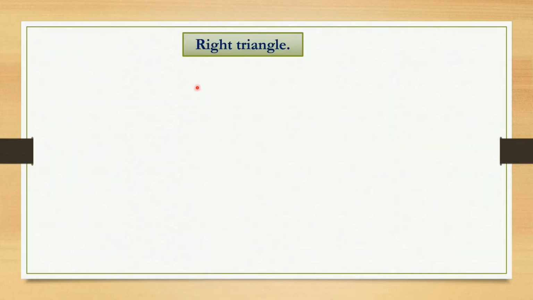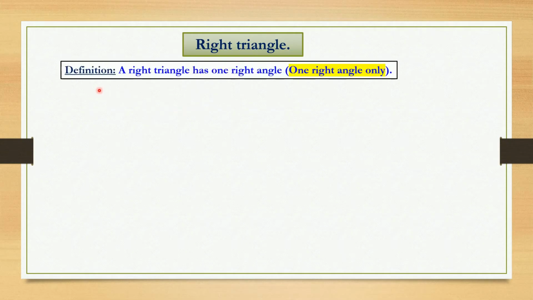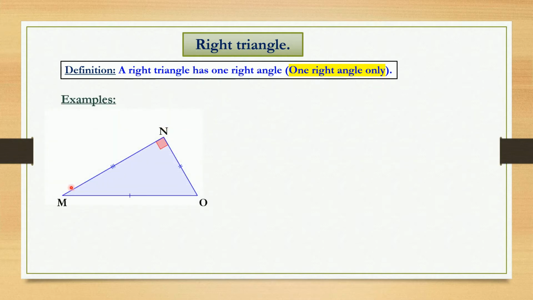Second type of triangles, right triangle. Definition: a right triangle has one right angle only. Examples: here we have triangle MNO. We notice that angle MNO is equal to 90 degrees because we have here the code of the right angle. Also, the three sides have different length, but it has only one right angle. The two other angles, NMO and NOM, are two acute angles.